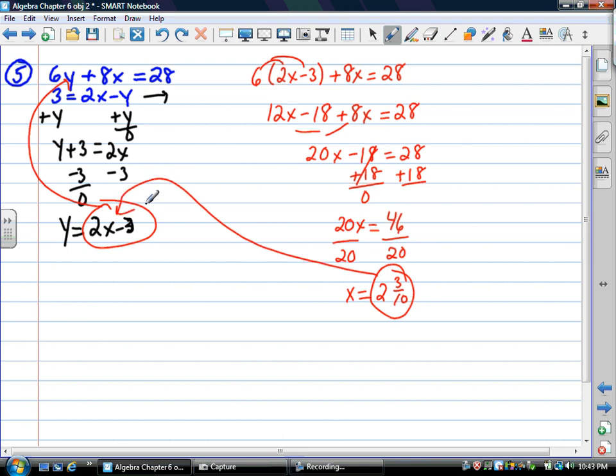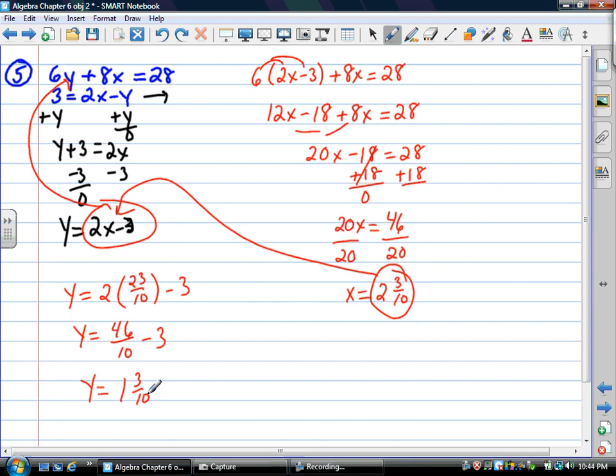I'm going to substitute to find y. Y is equal to 2 times whatever x is. Now x in simplest form would be what? 23 over 10. Minus 3. Y is going to be equal to 46 over 10 minus 3. Y is equal to, what's that, 4 and 3/10 minus 3. So 4 and 3/10 minus 3 should be 1 and 3/10.